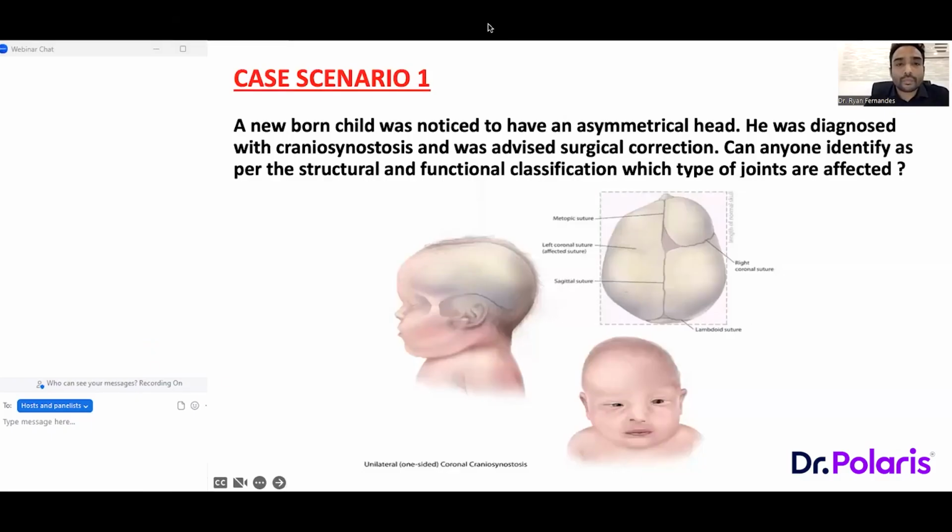You can read the question again. A newborn child was noticed to have an asymmetrical head. He was diagnosed with craniosynostosis and was advised surgical correction. Can anyone identify the structural and functional classification of which type of joint it is? So here, I told you from the beginning, the classification, go in an order what it is. Don't just give me one word answer.